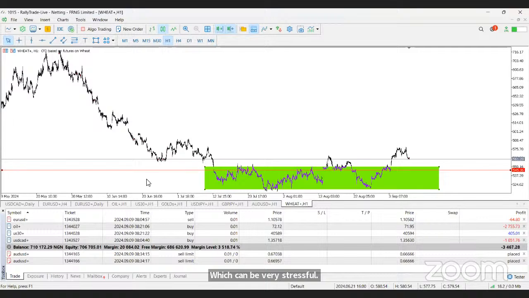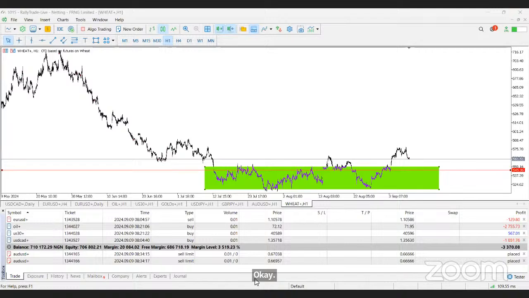Okay, so that's that on wheat. If you want to buy, you can do buy limit. Don't do instant buy, just do buy limit for wheat. Any questions on wheat?